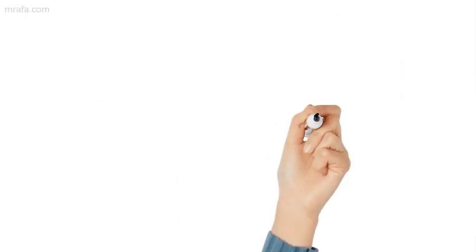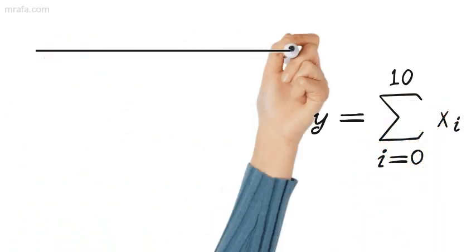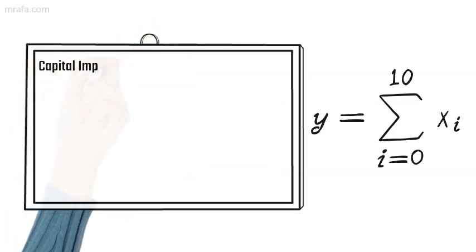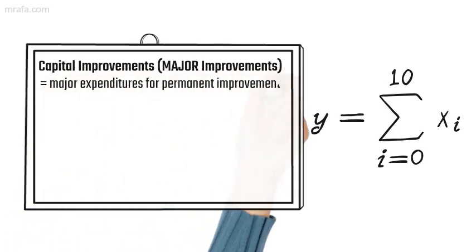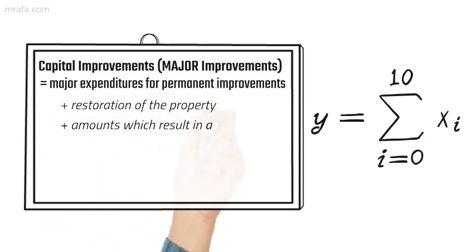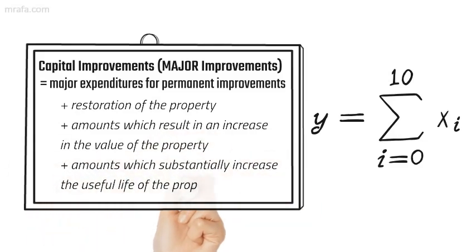Welcome back. So to continue, what are the capital improvements? These are the major improvements for the property, let's say real estate. So these are, for example, the restoration of the property, amounts which result in an increase in the value of the property, and amounts that substantially increase the useful life of the property, and this applies probably to machinery.